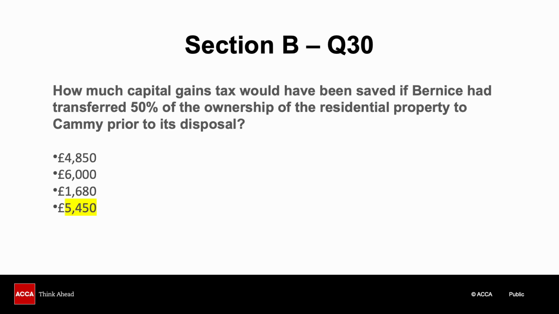If you'd gone for one of the other options, it might be because you used 18% tax rate instead of 28% for Bernice. Perhaps you just thought about saving the annual exempt amount rather than actually saving the tax on the annual exempt amount. And perhaps you missed that difference between Bernice and Cami's marginal tax rate, so the difference between the 28 and the 18%, that 10% tax saving there. So have a look at that one again if you struggled with it. It is one of the trickier ones from the set for sure.